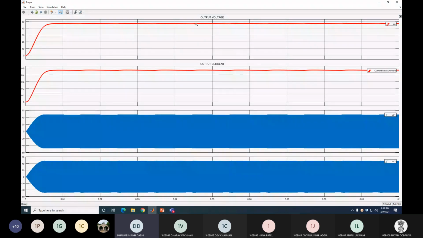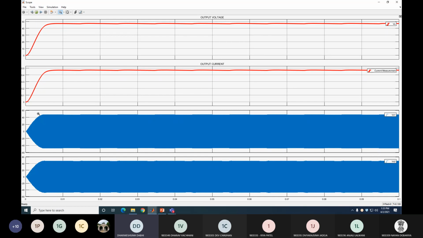So now you can see that first is the output voltage across the load side. Initially you get the transient, but in the steady state condition you get almost constant DC. This is the output voltage. In the same way, the output current is also constant DC current, and this is the primary voltage, the primary side of the transformer, and this is the voltage at the secondary side.